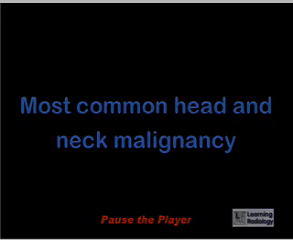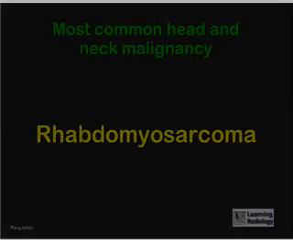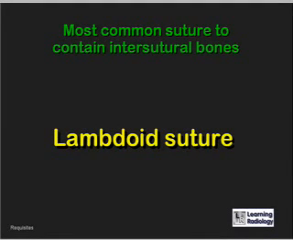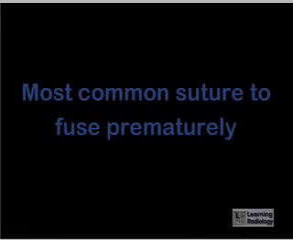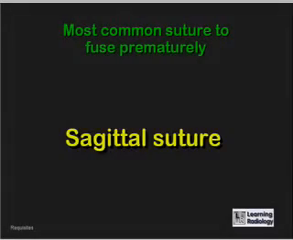What is the most common head and neck malignancy in children? A rhabdomyosarcoma. What is the most common suture to contain intersutural bones? The lambdoid suture. What is the most common suture to fuse prematurely? The sagittal suture.